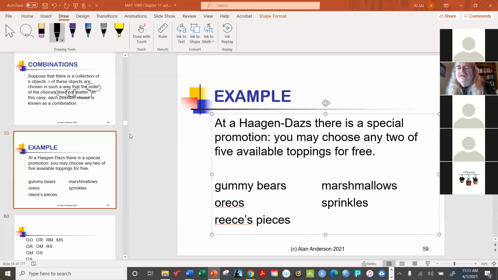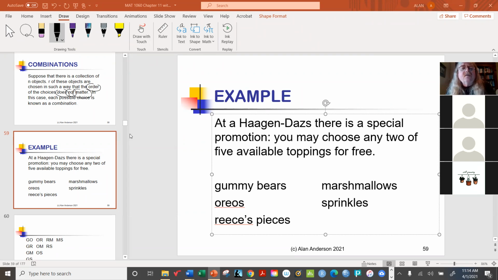Now, here's the big question. If you pick, for example, gummy bears with marshmallows, does the order in which you select those 2 toppings have any influence on the taste of your ice cream? No, because they're just going to take the toppings and dump them on the top anyway. The order of selection has no bearing on the taste of your ice cream.